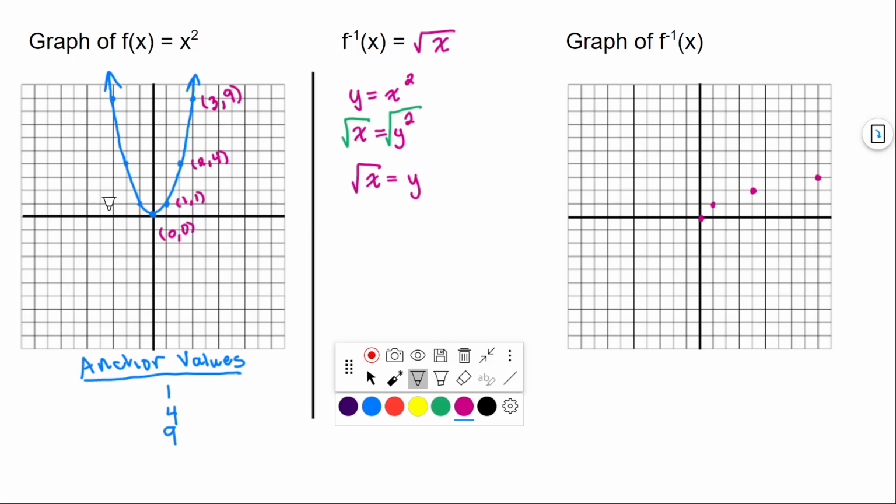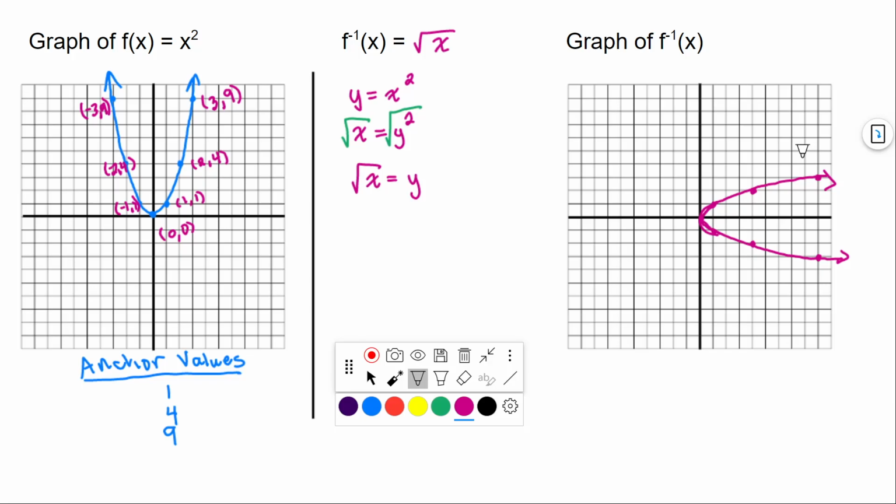And I can do the same thing with the other side. Negative 1, 1. Negative 2, 4. And negative 3, 9. So that when I reverse them would be (1, -1), (4, -2), and (9, -3). And this would be the graph of the inverse. As you can see, it looks like a sideways parabola.